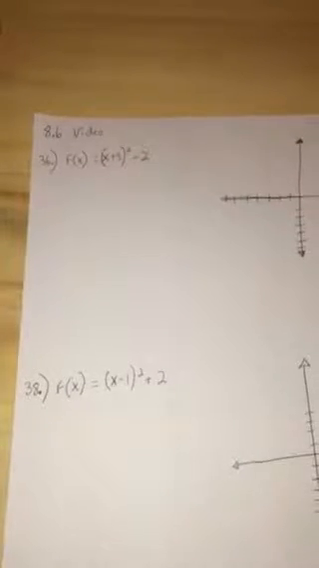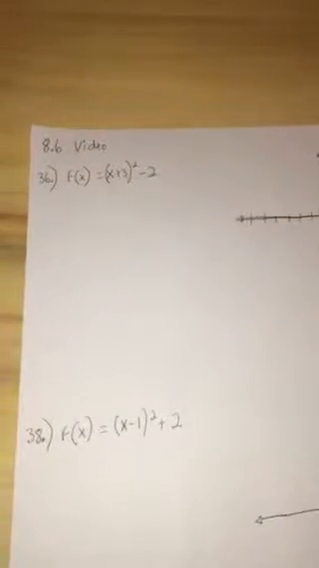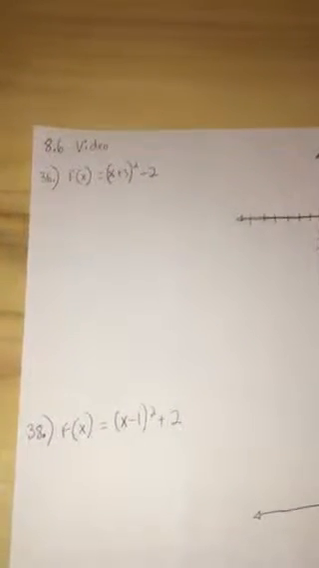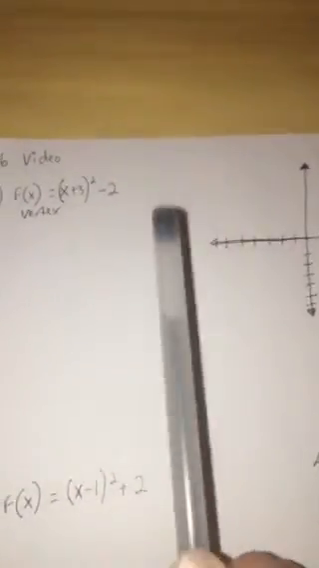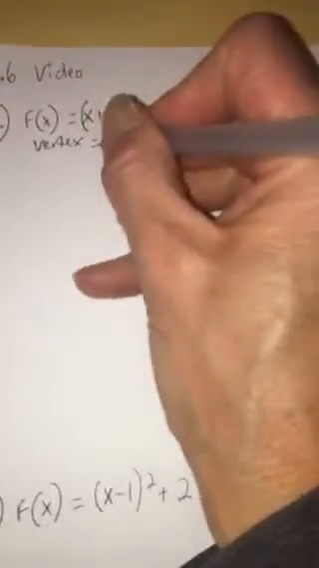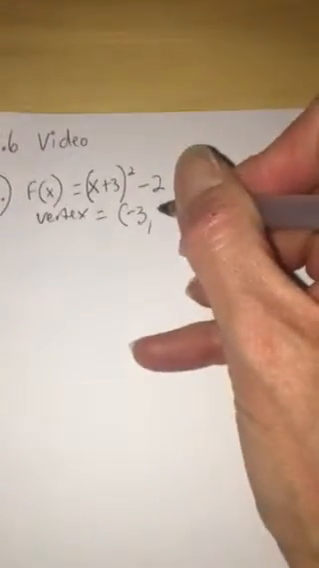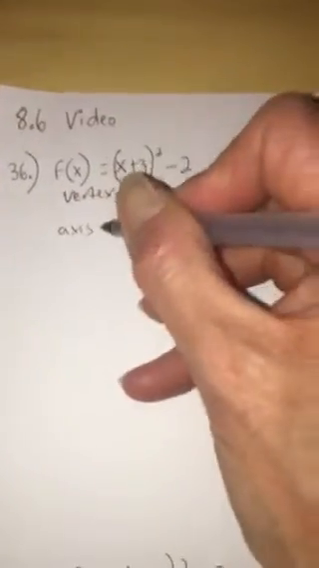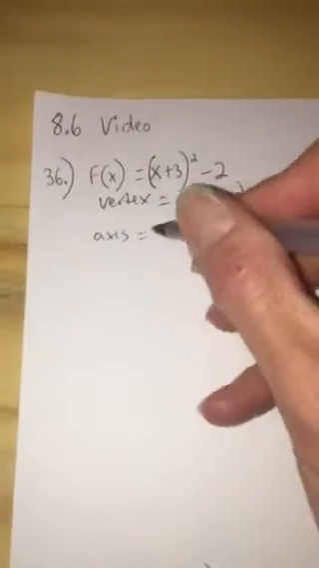Okay, 8.6 is all about quadratics and graphing them. Problem 36 is asking me to find the vertex, the axis of symmetry, and the max or minimum. In order to find the vertex, because this is in vertex form, it's pretty easy: I can just do the opposite of that +3 and make it -3, -2. And then of course the axis of symmetry is where it's going to go through the x-axis, which is obviously right here, the -3.